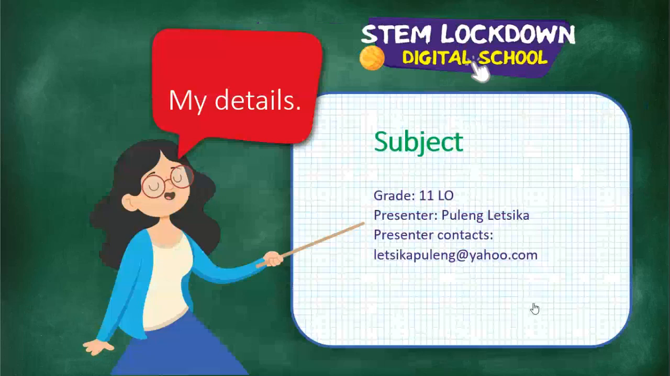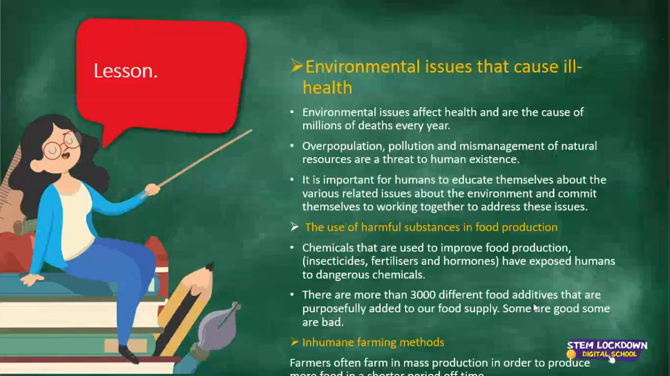Now today's lesson is chapter 9, unit 2. We're still dealing with environmental issues. Environmental issues that cause ill health is the first slide. Environmental issues affect health and are the cause of millions of deaths every year. Overpopulation, pollution, and mismanagement of natural resources are a threat to human existence.